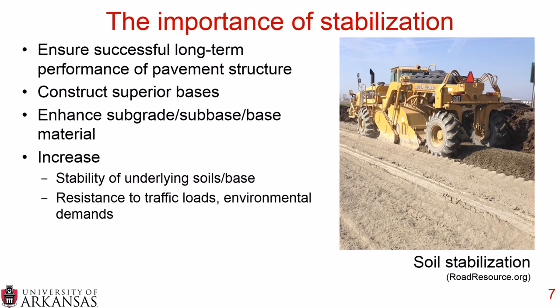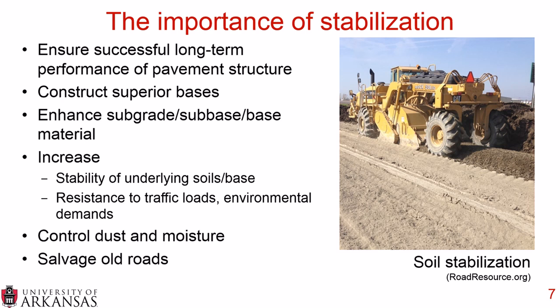Once you do stabilize that in-place material, you increase the stability of the underlying soils in the base, and this in turn increases the resistance to both traffic loads and environmental demands. And so you can thin the bound pavement structure, which tends to be more expensive. So the asphalt concrete or the Portland cement concrete layers tend to be more expensive. So by stabilizing your base, subbase, and subgrade, you can decrease the thickness of those bound layers.